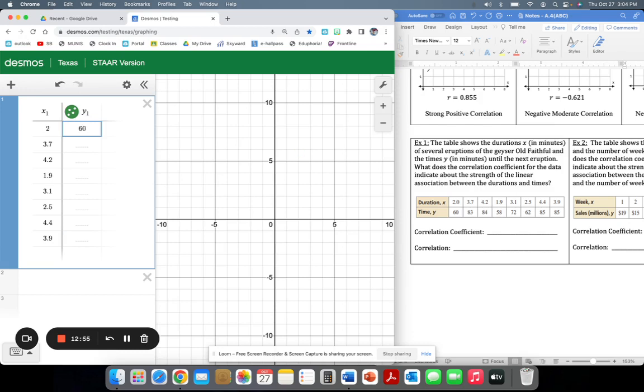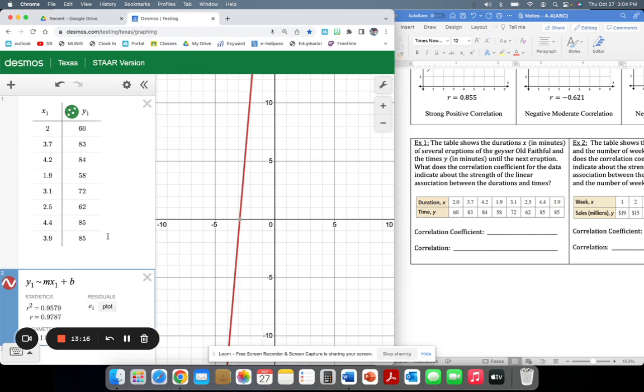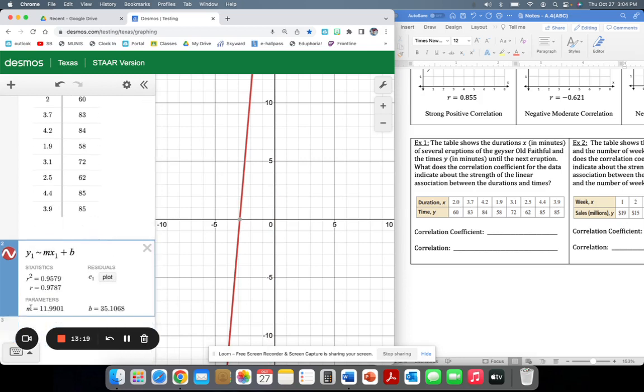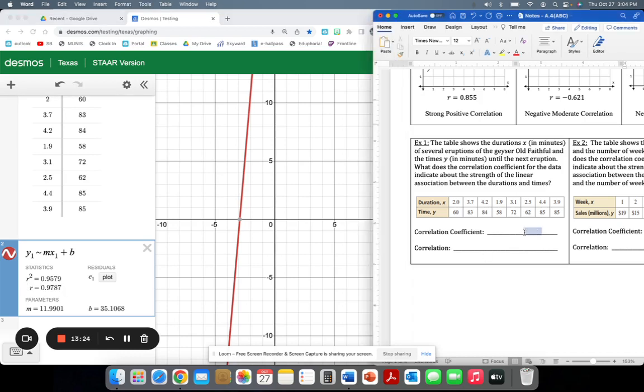Let's put in my Y values: 60, 83, 84, 58, 72, 62, 85, and the last one is 85 as well. I type y1 tilde mx1 plus b. Okay, I have my numbers. I need R. R is 0.9787. So the correlation coefficient is R equals 0.9787. It's going to be 4 digits, and I'm going to use all 4 digits from there.